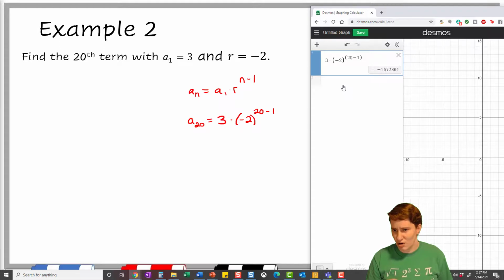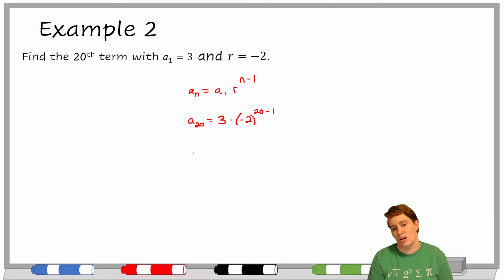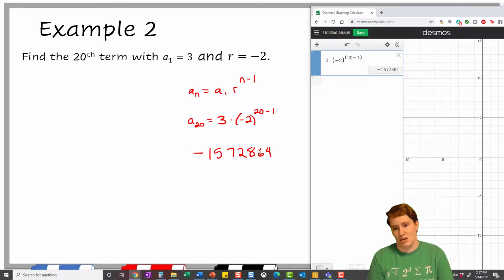It's a really big number. Negative 1,572,864, which I'll totally remember. Is that right? Yeah.